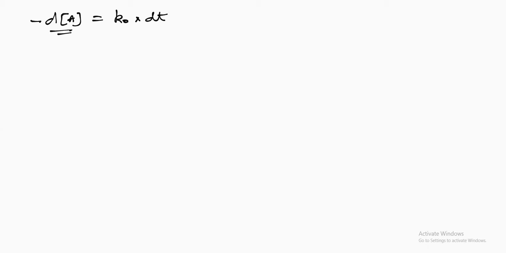Here, dA or dt, this dt represents small change in time, but now we have carried out the reaction from 0 time up to some time t. This may be 10 minutes or this may be 5 minutes. So from 0 time to 5 minutes, in every second, the rate of the reaction is different.